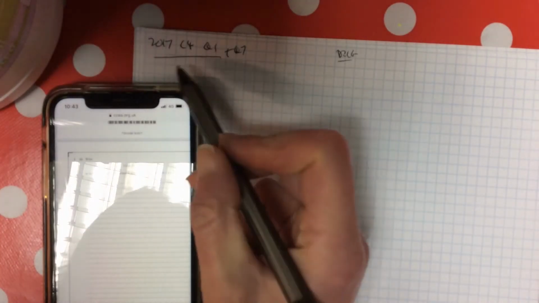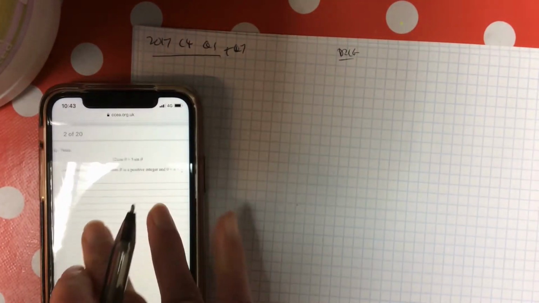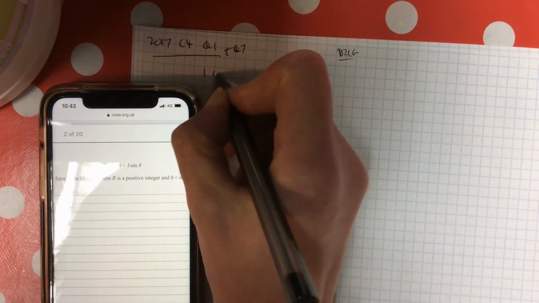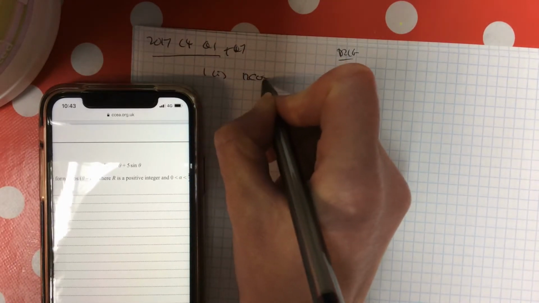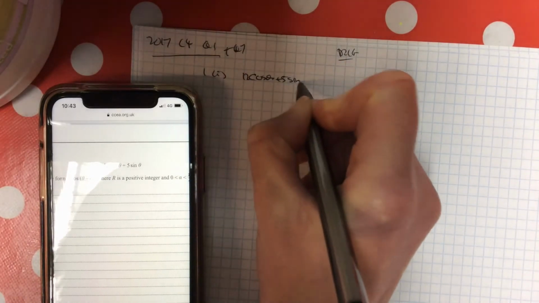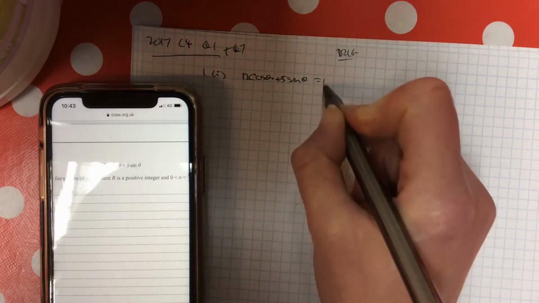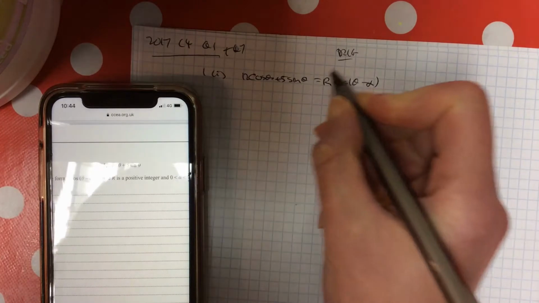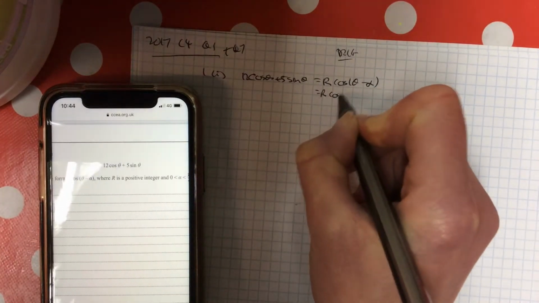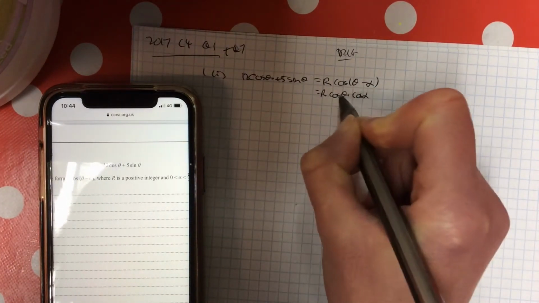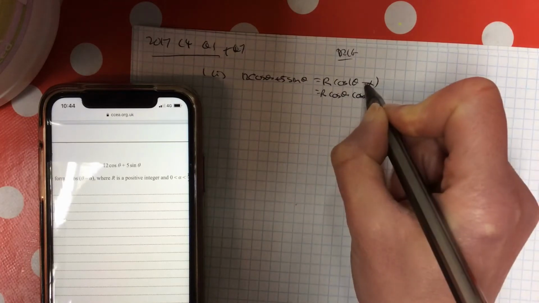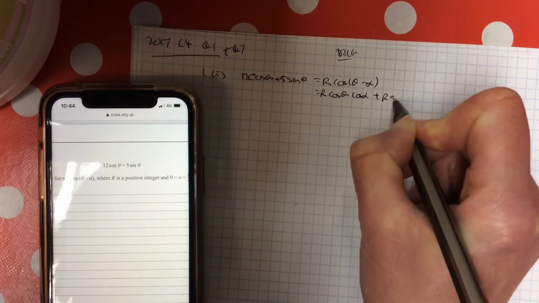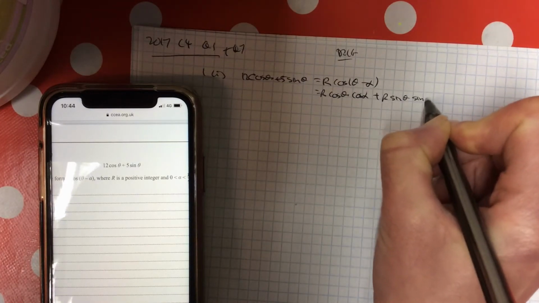Going to have a look at 2017 C4 question 1. So first part says write 12 cos theta plus 5 sin theta in the form of r cos (theta minus alpha). So expand out the left hand side as normal, and remember the cos one goes to cos cos, and then you reverse this, so it's plus sine sine.